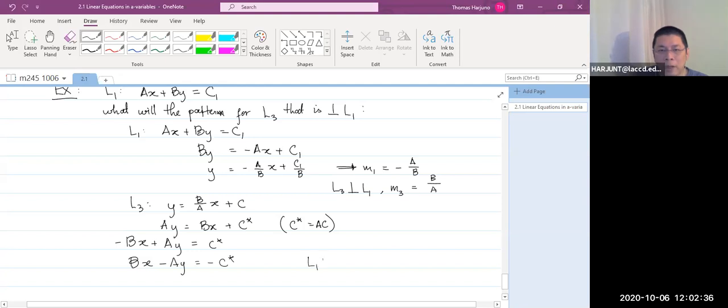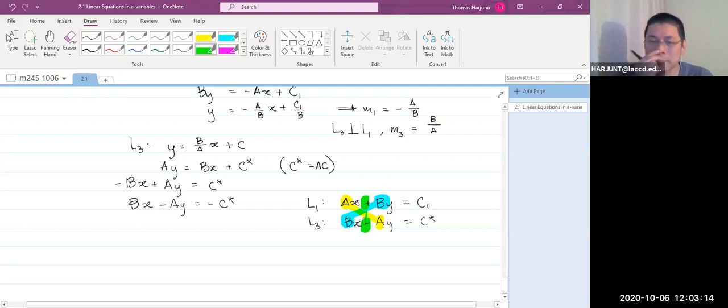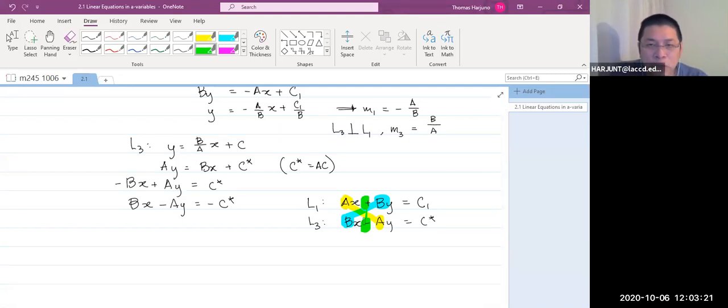So if I compare line 1, ax plus by equals constant, and line 3, which is perpendicular, I get bx minus ay equals another constant. Notice that I swap the coefficients. The coefficient of x becomes the coefficient of y, and the coefficient of y becomes the coefficient of x. And then you change the sign in between. You swap the coefficients, change one of the signs.